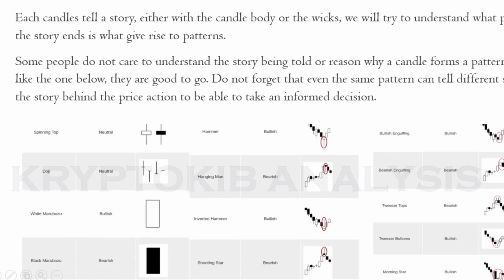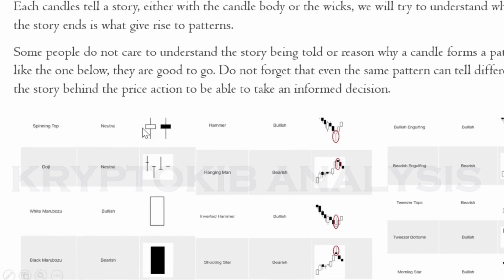If you have taken a look at the image here, you would have seen some things you are familiar with. We have the spinning top, which is a neutral candlestick pattern. The doji, which is also a neutral candlestick pattern. The white marubozu and the black marubozu. I won't even be talking about that, as you can see, it just shows a single bullish candle and a single strong bearish candle.